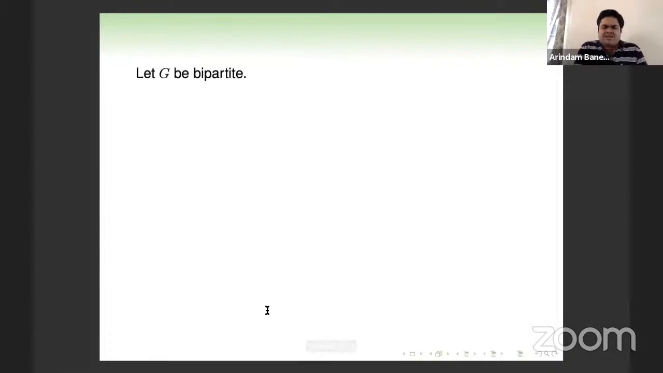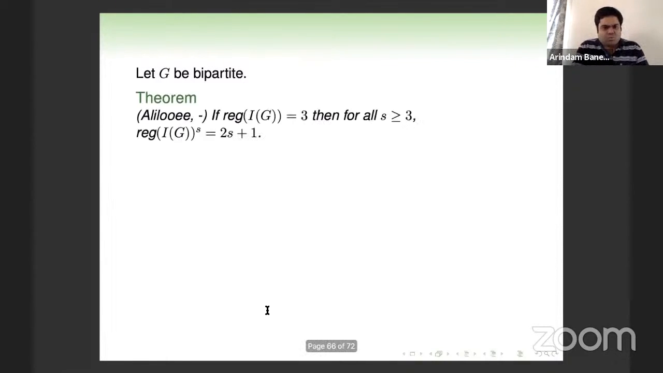Just to mention before I end, if G is bipartite, some nice conditions work. Ali Louis and myself could prove that if the regularity of Ig is 3, then the regularity of Ig power s is 2s plus 1. So this actually shows that no induced four cycle in the complement is essential. No induced four cycle in the complement of a bipartite graph means no induced cycle, period.